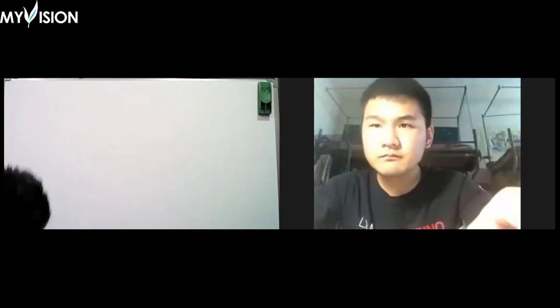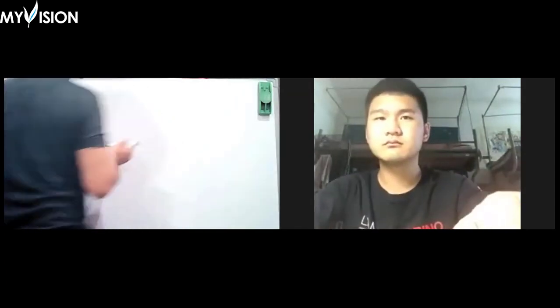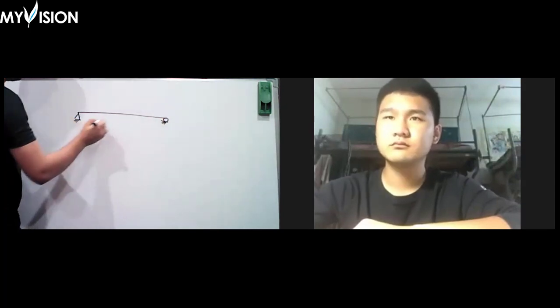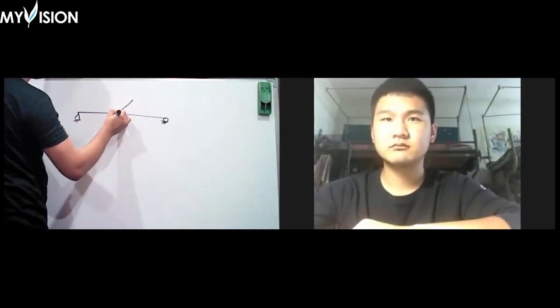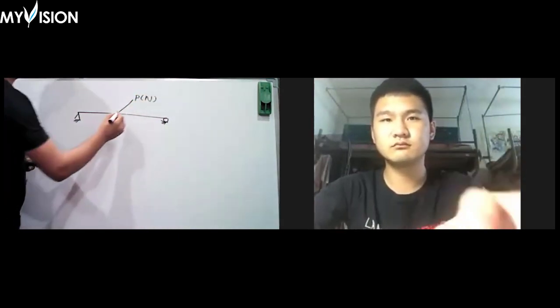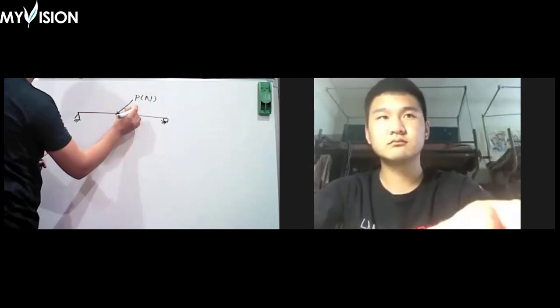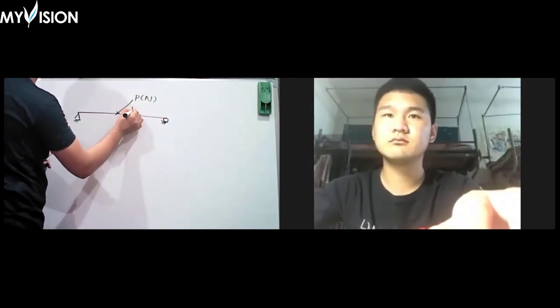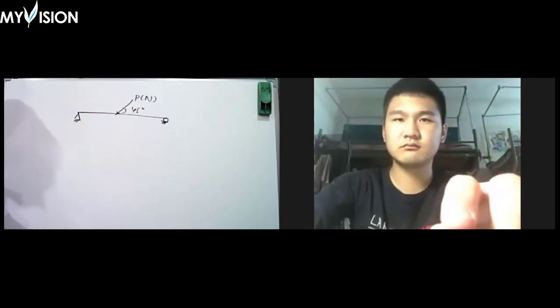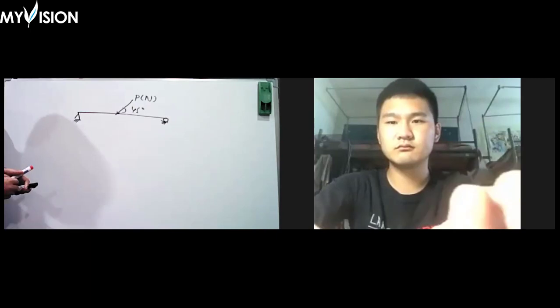See on the board? If P is applied at an angle of, for example, 30 degree or 45 degree, let's suppose this is 45 degree. Can you see that? Just open the board screen.